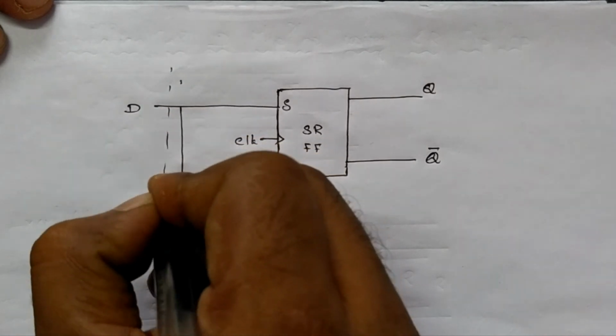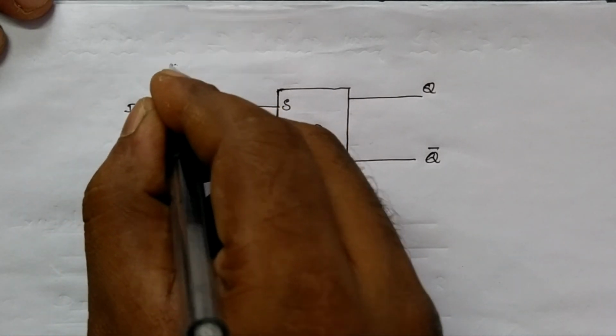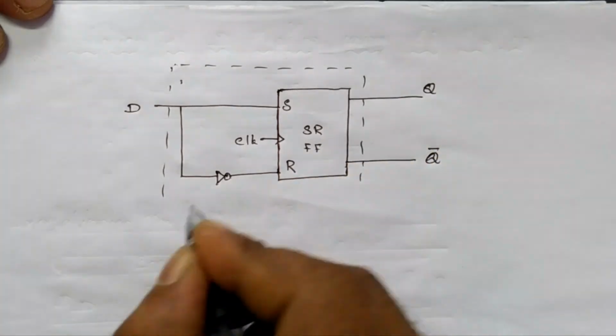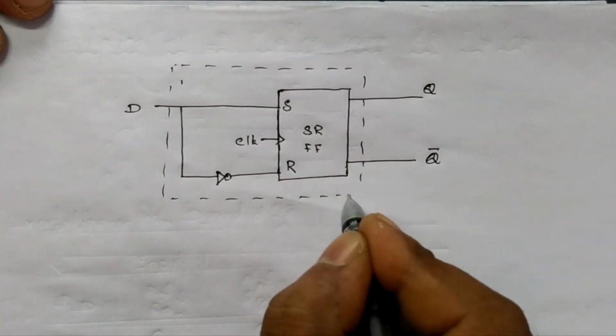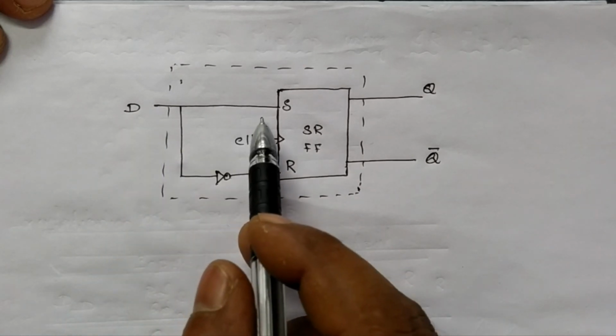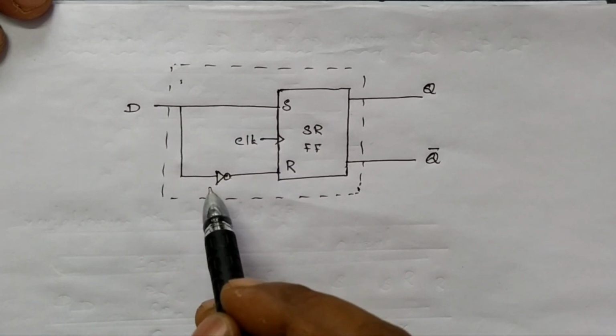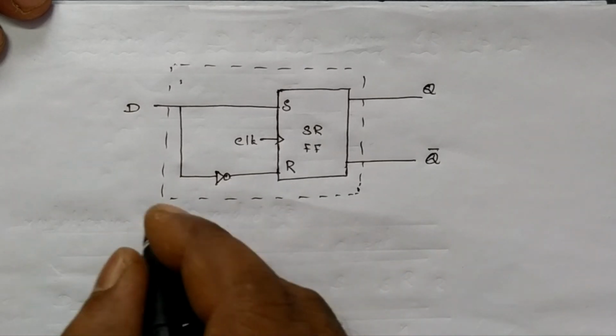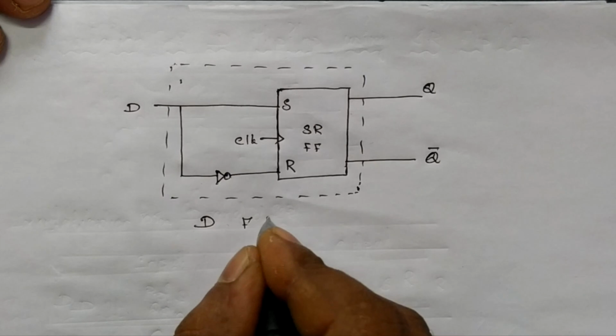Therefore, if you connect D directly to S and D's complement to R, the circuit will act as a D flip-flop.